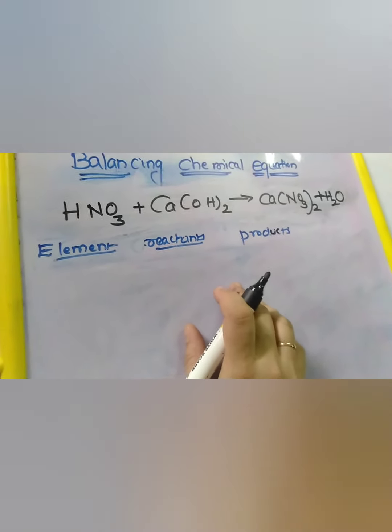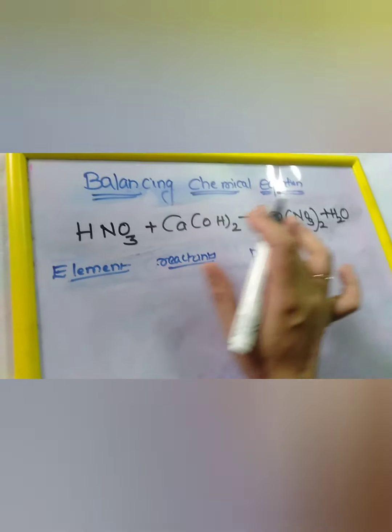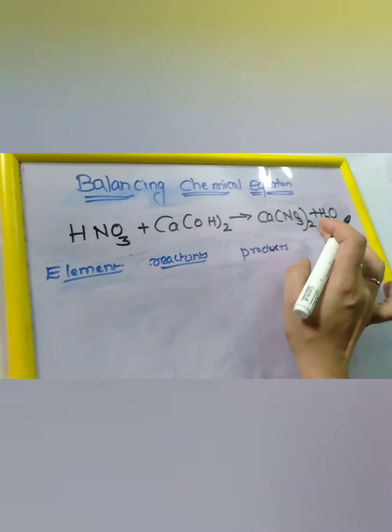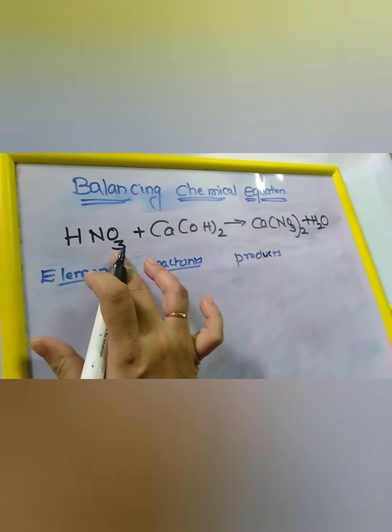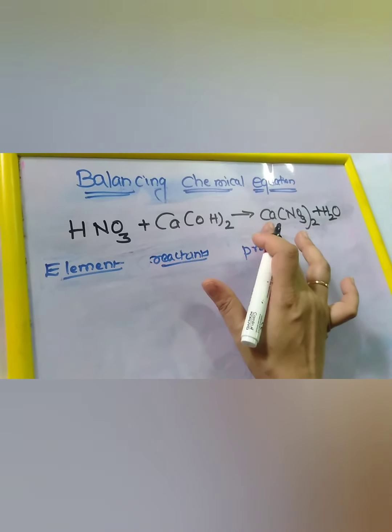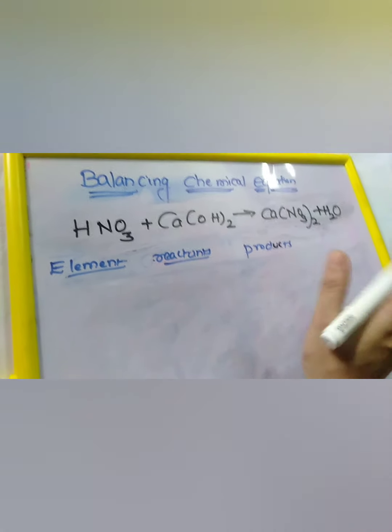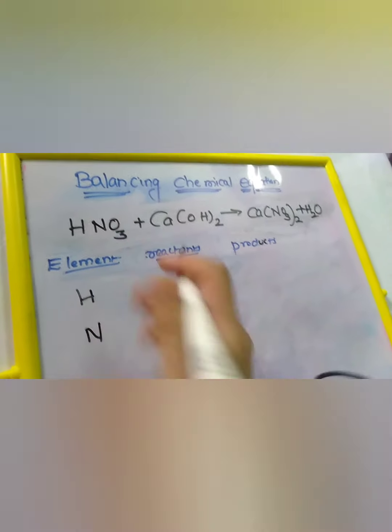Let us take one more example. Here we have nitric acid combining with calcium hydroxide, giving you calcium nitrate and water. I repeat, HNO3 is the nitric acid, calcium hydroxide gives you calcium nitrate and water. Let us note down the elements here. We have hydrogen here, nitrogen here, oxygen here and calcium here.